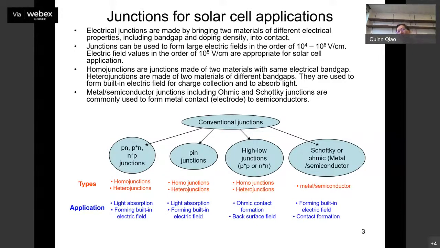We also talked about that, right? Last night for my time. Your time will be this morning, right? So when you deposit metal on the surface, depending on the Fermi level of the semiconductor and also the work function of the metal, you can get either an ohmic contact or a Schottky contact.